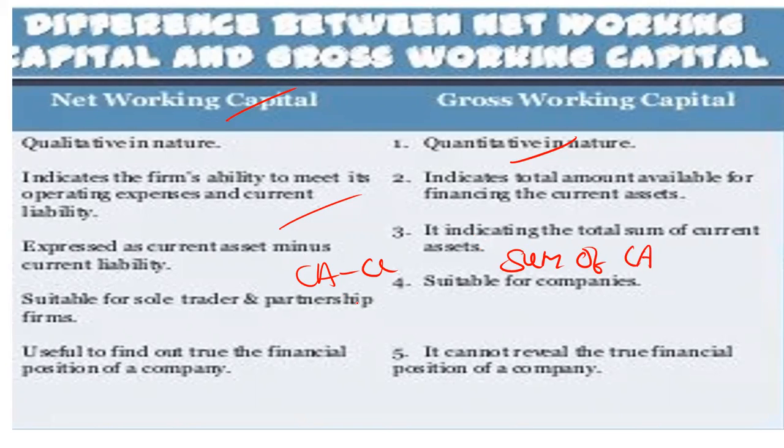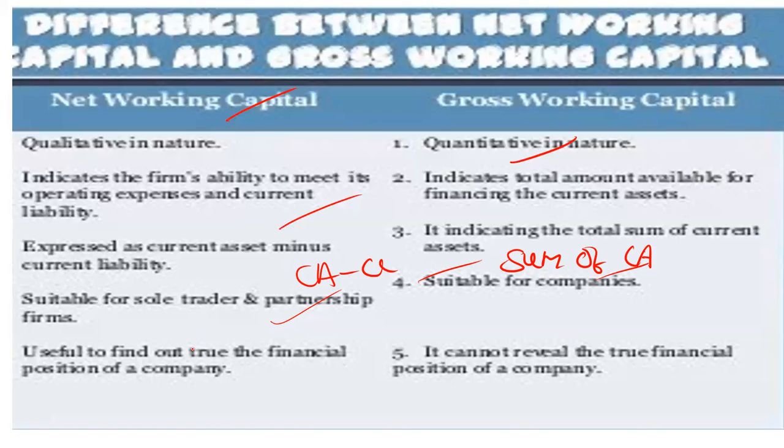Then the fourth point: it is suitable for sole traders and partnership firms. Net working capital is generally used for the sole trader, the entrepreneur, or a partnership firm. Gross working capital is suitable for companies, and it is very much required for companies. Then the next point: it is useful to find out the true financial position of the company.